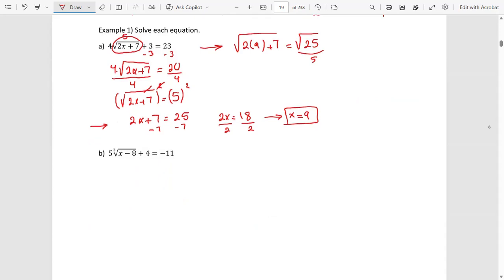Let's look at another example. For this one, again, we have to isolate the radical expression, this part. To isolate this one, I have to subtract 4 from both sides. Negative 11 minus 4 is negative 15. Then I need to divide both sides by 5 to isolate the radical. This radical's index is 3, which means it's the cube root.